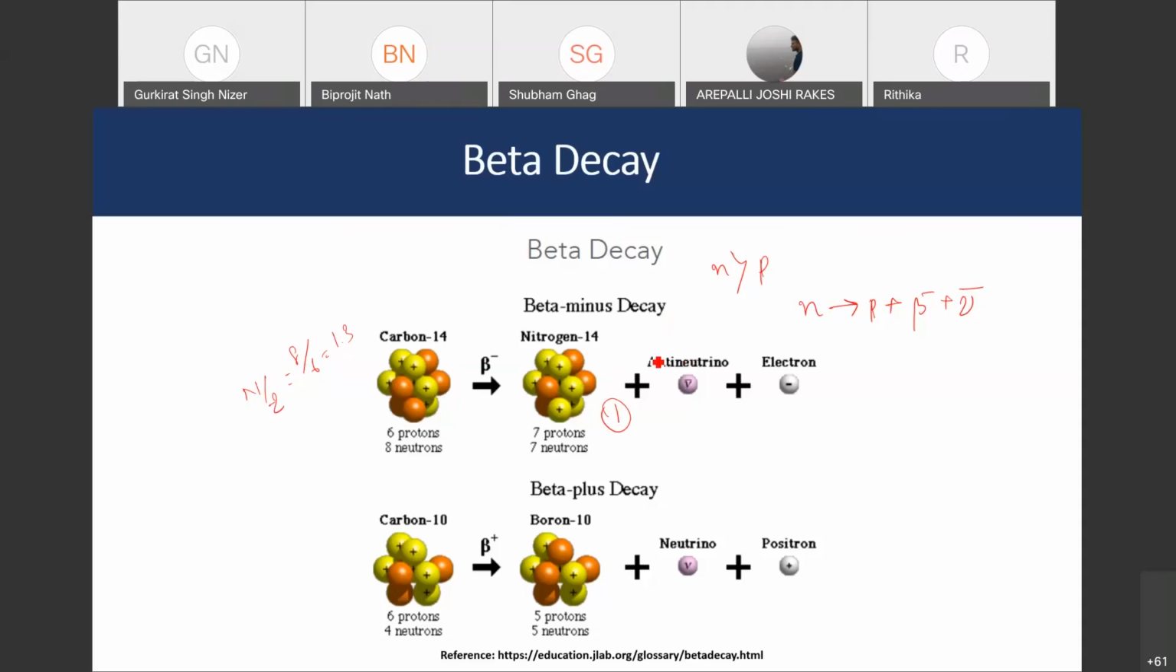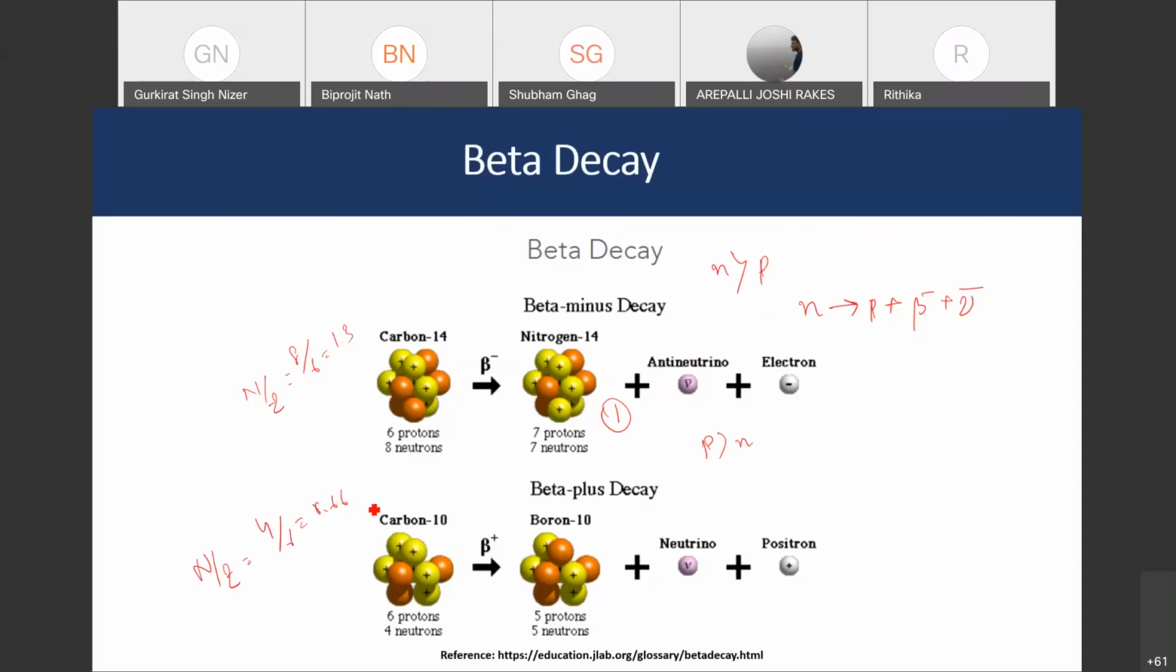So what's in a beta plus decay? We can see the example of carbon 10 over here. It has 6 protons and 4 neutrons, which means it has more protons than neutrons. That is, the N by Z ratio now becomes 4 by 6, about 0.66. So this is not an optimized N by Z ratio.